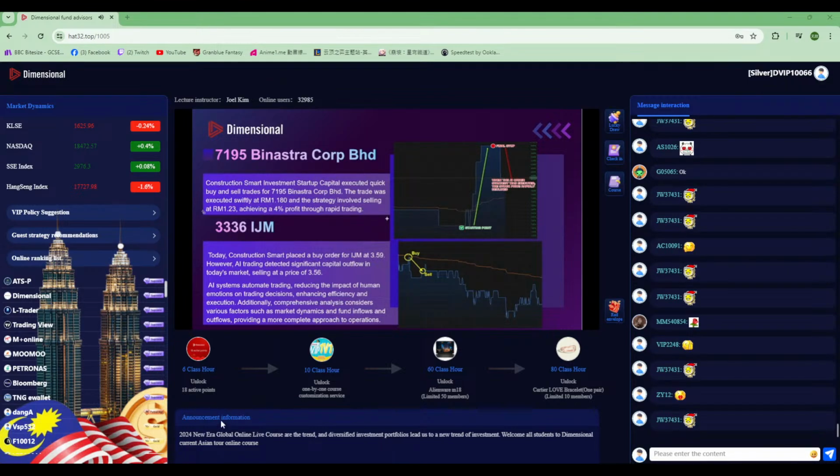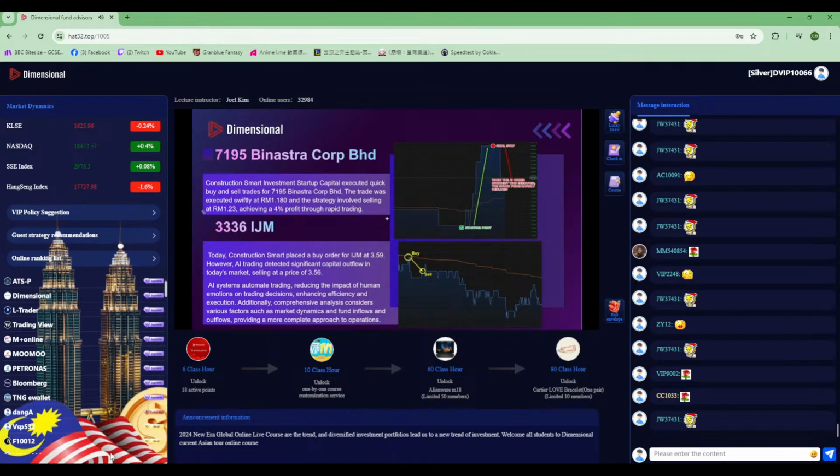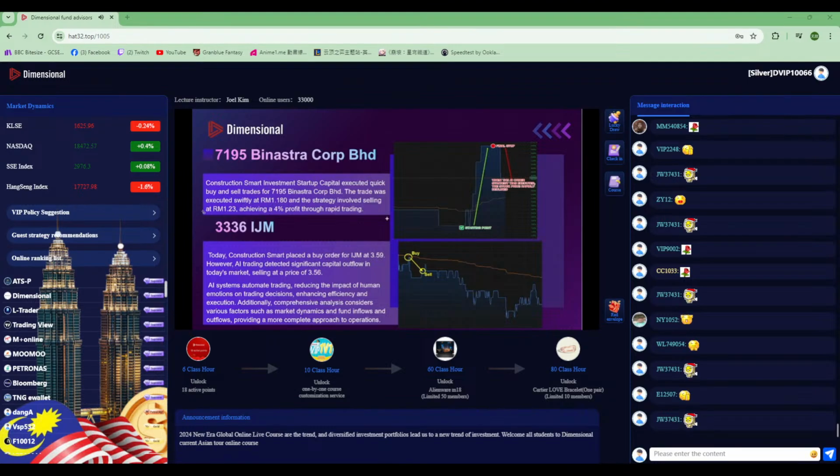So about yesterday, the trade of 7195 made over 4% profit. But today, market fluctuation required a disciplined stop loss action, which resulted in a minimal 0.8% loss for today, for IGM. All right, for IGM only.